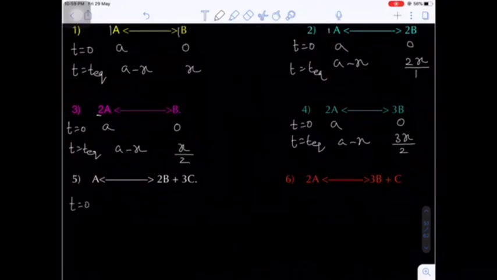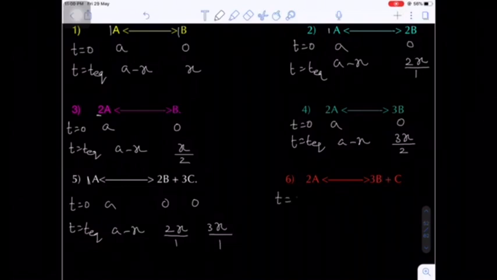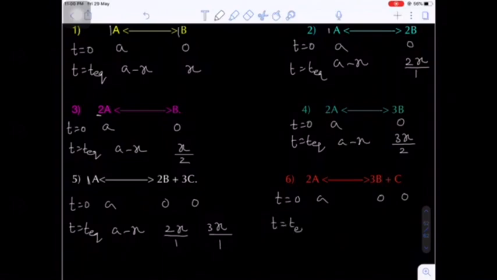Okay. Next one more problem is there. a 0 0. Now here what I am writing? a minus x, here 2x, here 3x. What is the stoichiometry of A? 1. So divide by 1 need not be written. Okay. Now next problem. a 0 0. When a system attains equilibrium, a minus x, here 3x by 2, because stoichiometry of A is 2, and here x by 2. Are you getting my point?